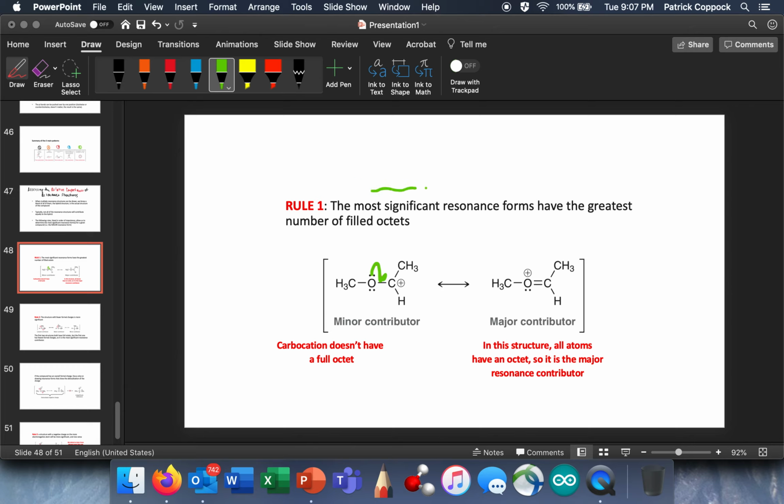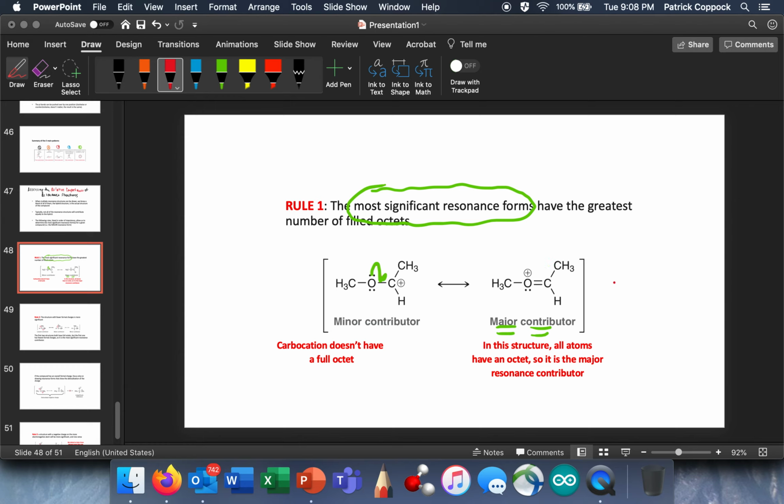So the most significant resonance forms are going to have the greatest number of filled octets. Can you see that this does not have a filled octet, but this one does? If that's true, then this is the major contributor, and this is the minor contributor, okay? Now, in this structure, as we see, all atoms have an octet, so it's the major resonance contributor. Let me say another minor thing about this as we go along.